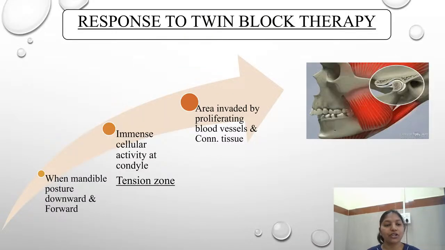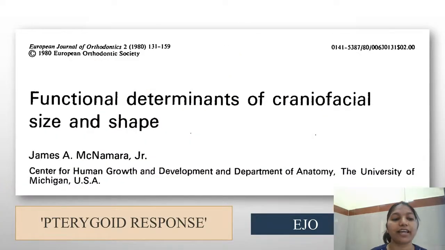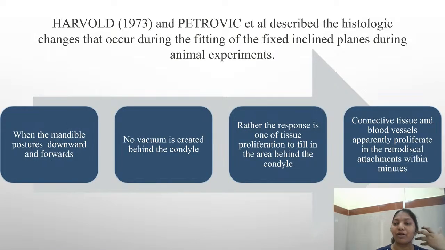According to Harvold and Woodside, there is development of the tension zone when the mandible postures downward and forward. There is immense cellular activity at the condyle, and this area is further replaced by the proliferation of the connective tissue, which acts as the tension zone. This is the article Functional determinants of the craniofacial size and shape, where they gave this sequence: when the mandible postures forward and downward, no vacuum is created behind the condyle. So there is proliferation of the functions are usually carried out while wearing this appliance.